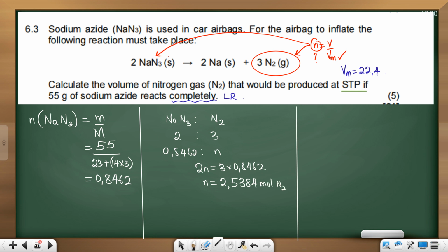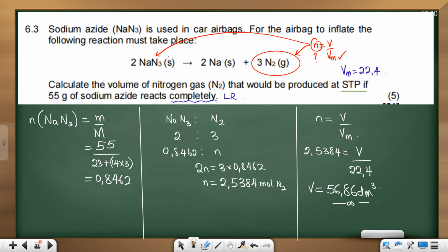Then my third step, number of moles is volume over molar what? Volume. 2.5384. I don't know my volume, but I know my molar volume as 22.4. And we are done. 5 marks quickly. 56.86. And your unit, cubic what? Decimeter. Are we okay with this? Straightforward stoichiometry. This is elementary entry level. This is stoichiometry light, you know, before we go to Stoichio Pro.